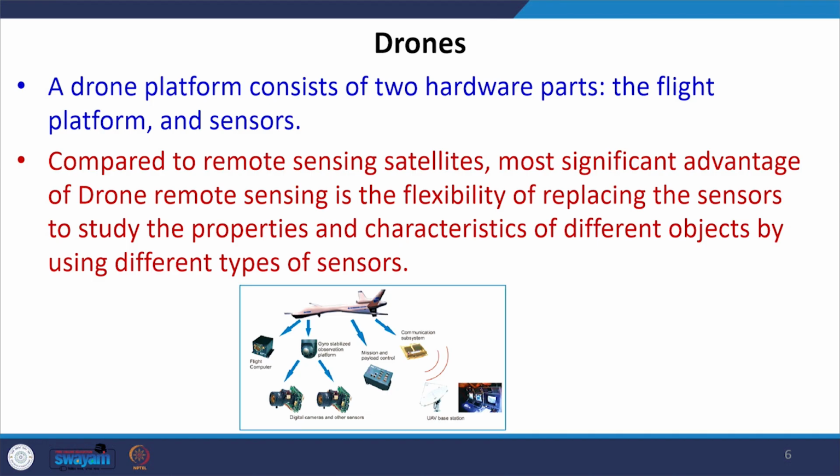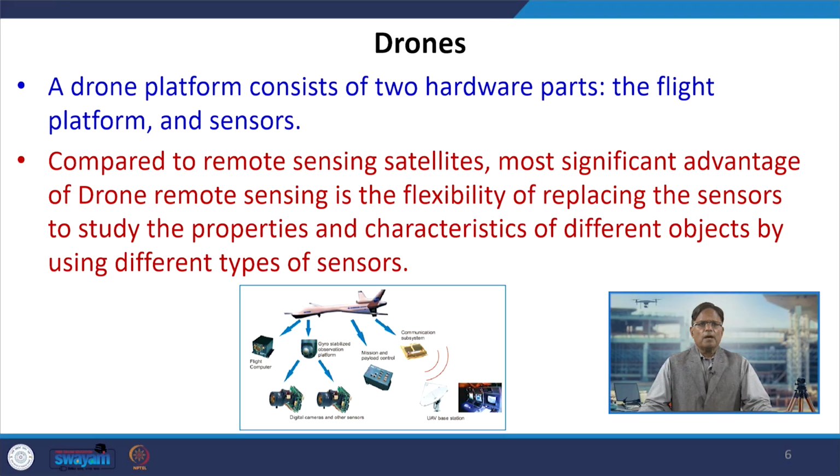A drone platform will consist of two hardware parts. One is the flight platform and another is the sensor part. So, if we compare this to remote sensing satellites, the most significant advantage of drone remote sensing is the flexibility of replacing various sensors. You can collect the data from different sensors and study the property and characteristics of different objects using different types of sensors, which we cannot actually do once the satellite is launched.